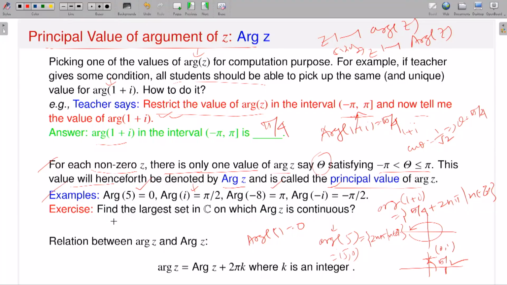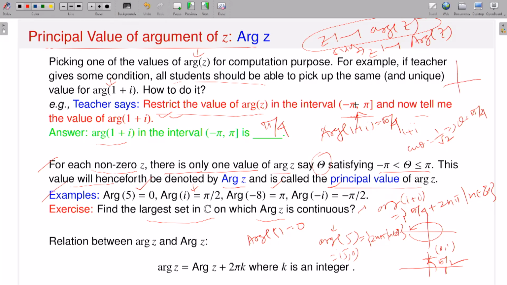Since it is a complex-valued function of a complex variable, can I talk about continuity? What is the largest domain in the complex plane such that for the function z going to capital Arg of z, I can talk about continuity? For the multivalued function I cannot do that. But once I have a single-valued function, I can talk about the continuity of those kinds of functions. When I talk about continuity, I will ask what the largest domain in the complex plane is on which the principal argument is a continuous function.